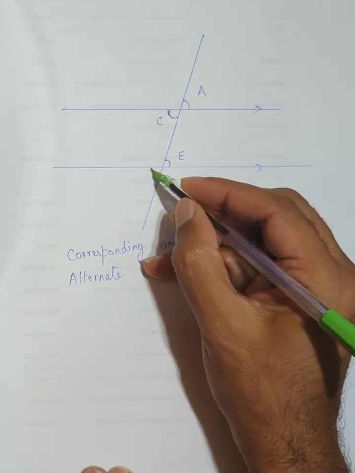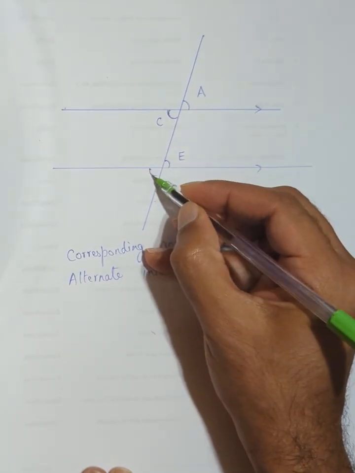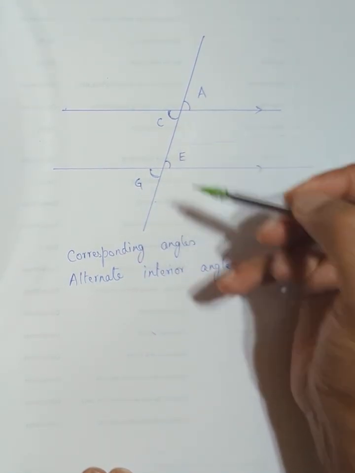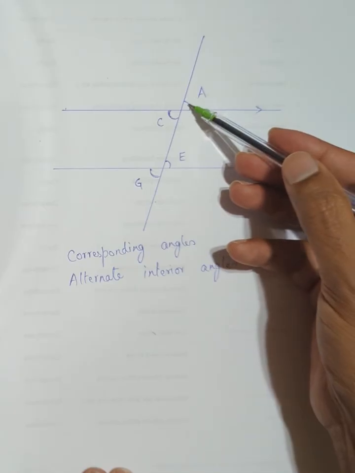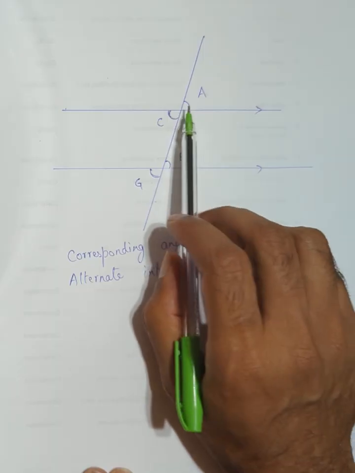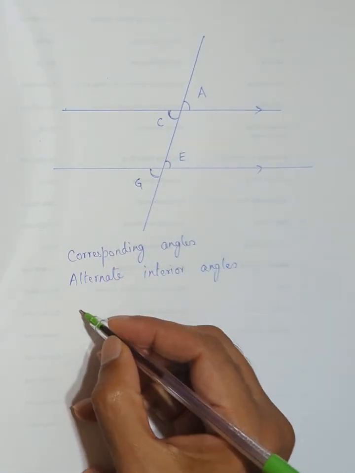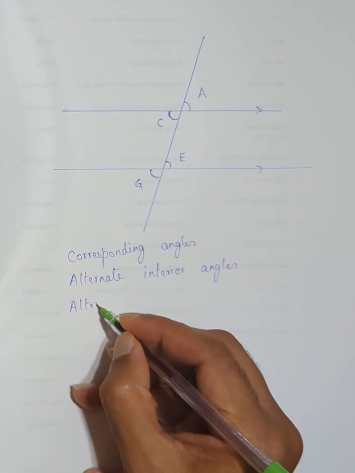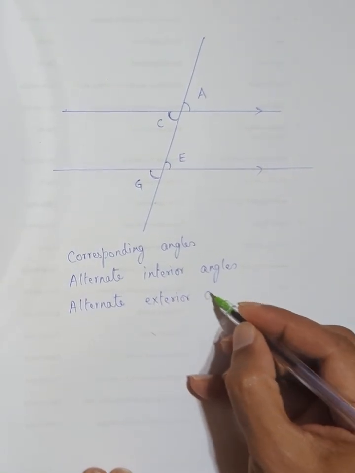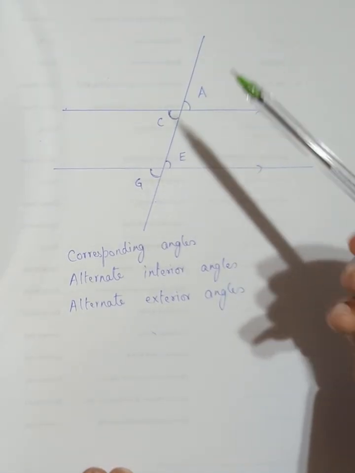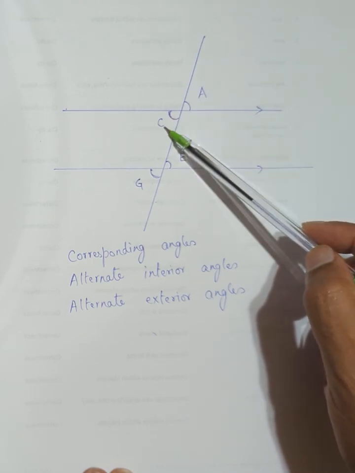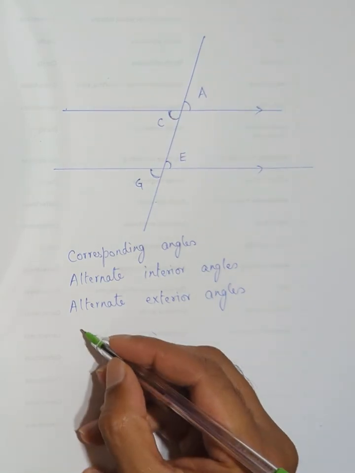Now, this acute angle, EF, and this would be G. So notice A and G are also equal, and they are both on the outside, so they are in the exterior, and they are also alternate. So A and G are alternate exterior angles. And notice A and C, we have seen these angles in the previous video. They are called vertical angles.